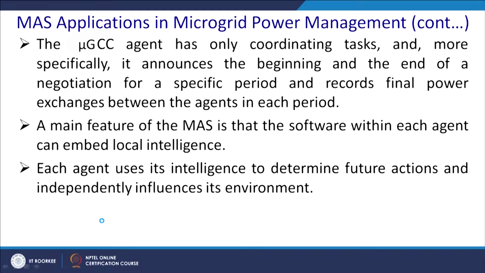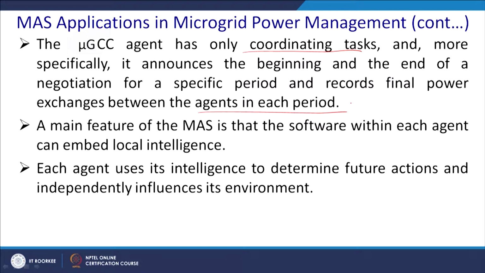This will all be discussed in detail, that is basically the microgrid central controller agent. So, the microgrid controller agent has only a coordinated task. Generally it takes only the coordinated task, and more specifically it announces the beginning and the end of the negotiation for a specific period and records the final exchange of the power or any entities, mostly power, between the agents in each period.